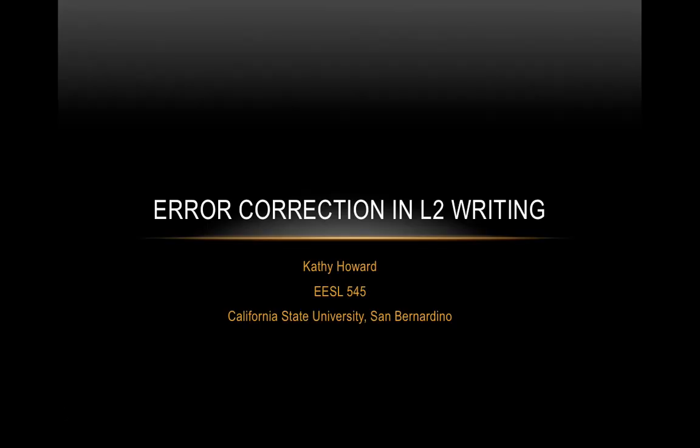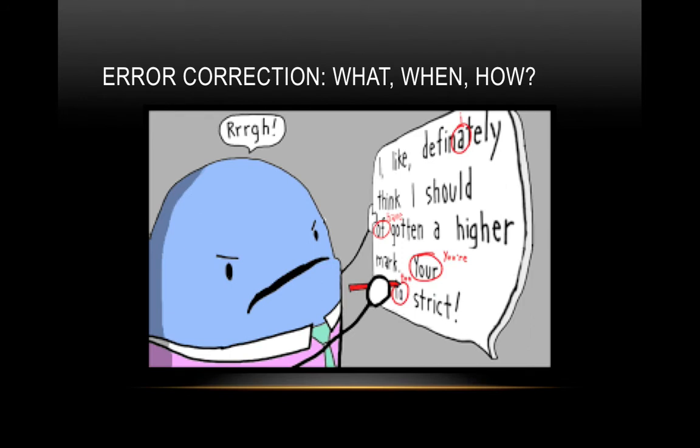Hello everyone, this is a quick little overview of error correction in L2 writing with a few tips and tricks. We all know what it feels like to be that teacher with the red pen in our hands, and a lot of us feel like our job is to correct every error that we see in our students' writing, and it gets really frustrating. I mean, we don't do that with students speaking, right?